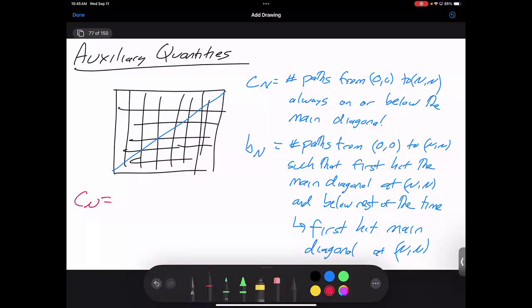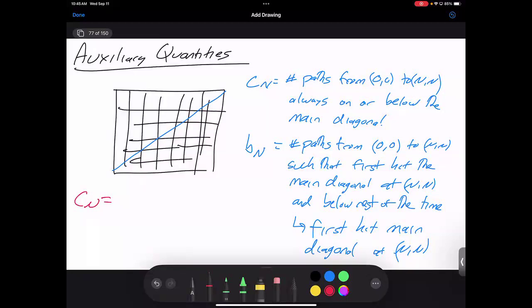We don't have that many quantities on the board, right? We have Cn and we have Bn. Cn is how many paths we have from 0,0 to n,n where we're always on or below the main diagonal and we end at n,n. Bn is how many paths we have from 0,0 to n,n where n,n is the first time we hit the main diagonal.